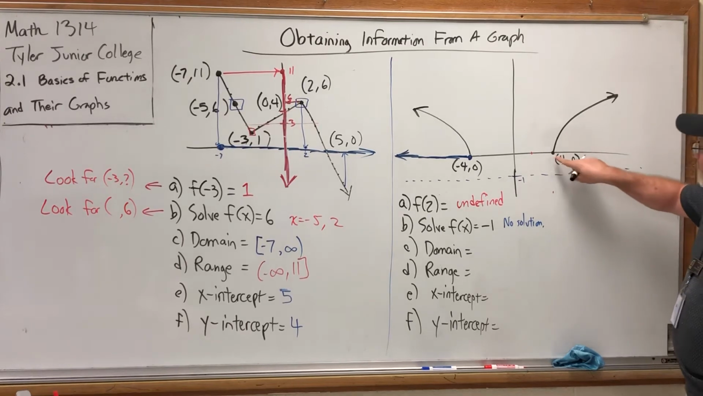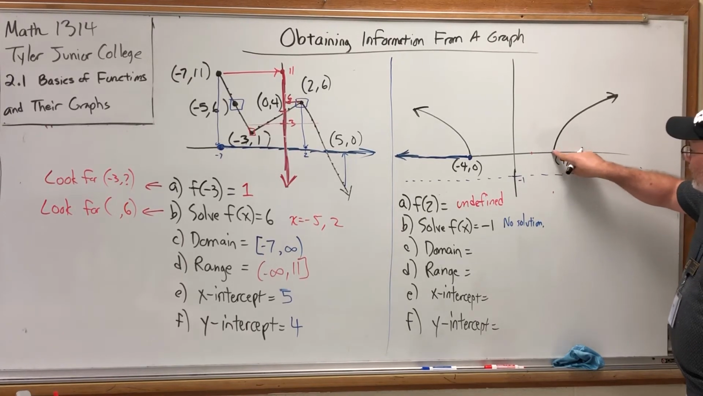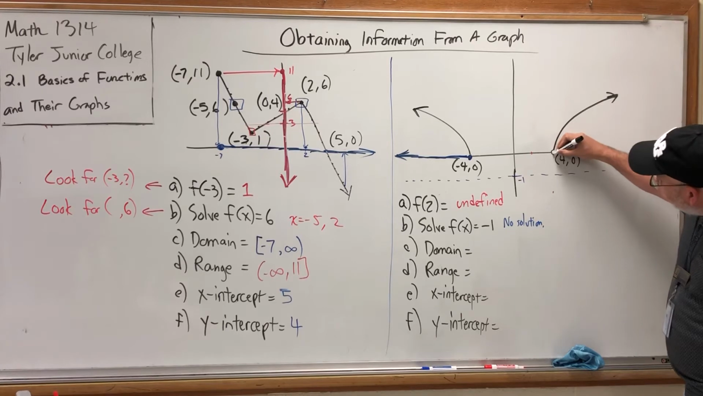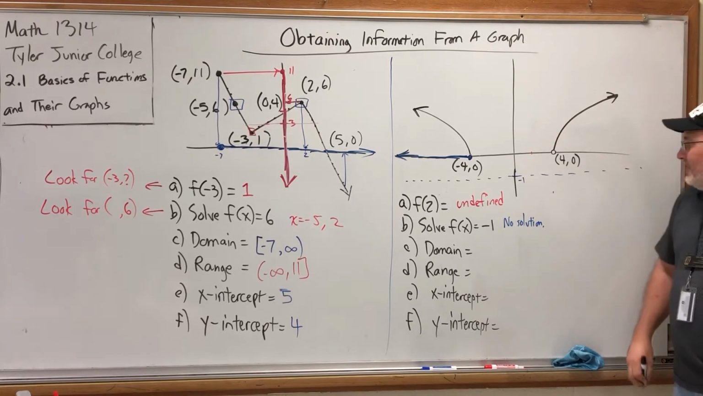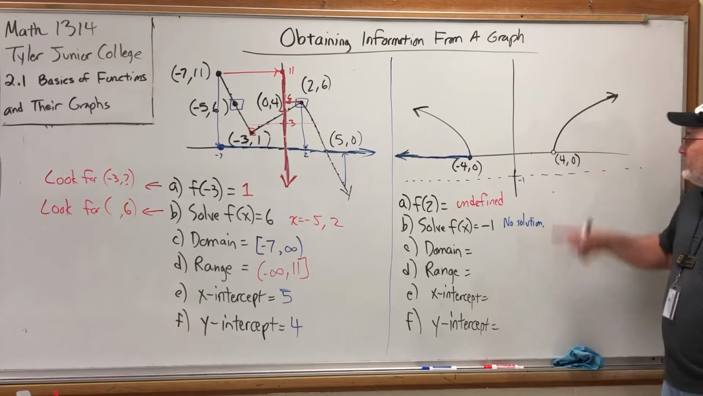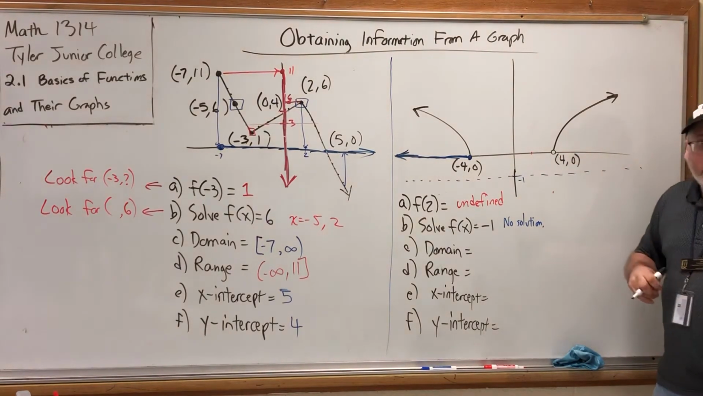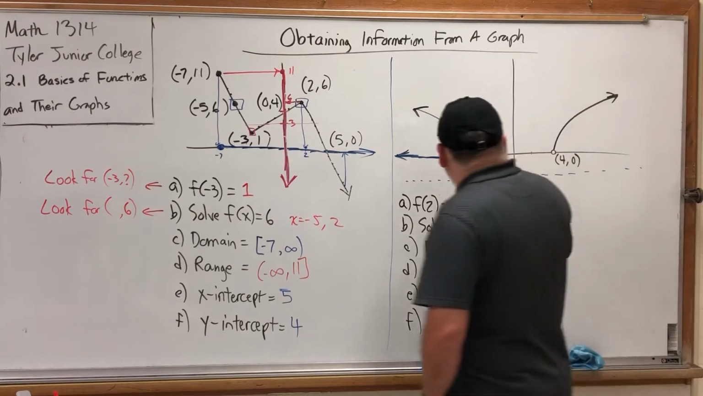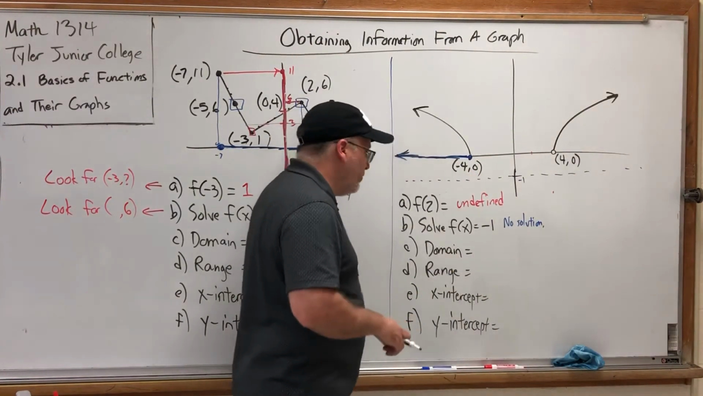I'm going to go over here to 4 comma 0, erase the dots there and replace it with an empty dot, meaning that the dot is not there, but this is the boundary of the graph. So it comes in to that point, but the point is empty. This one is still full at -4 comma 0.